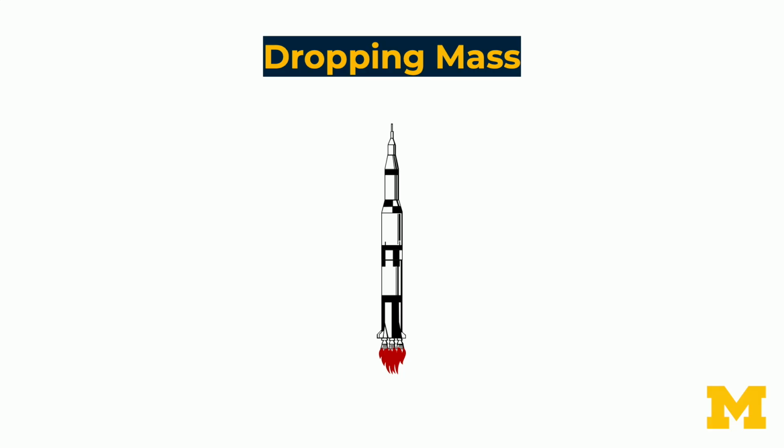Now, dropping mass. When you're going up, you start off with a very, very heavy rocket, and then you go up a little ways, and eventually you've used a lot of fuel, and so the fuel tanks in that first stage are empty. There's no reason to carry all of those empty fuel tanks and those engines anymore, so you just drop them. Then your mass is significantly less, and you can fire off and increase your acceleration significantly.